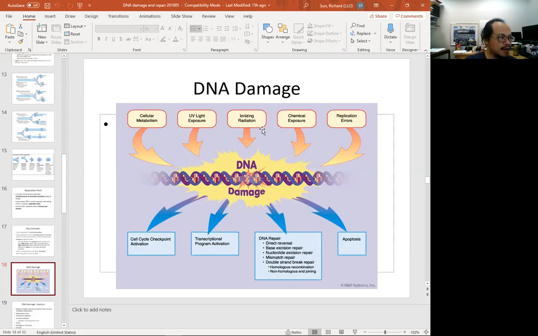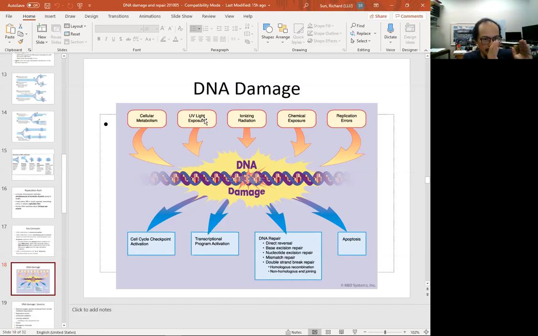And also the ionizing radiation. Ionizing radiation means that this radiation is strong enough to cause an atom to become ionized. It means that the energy will make one electron or two electrons to be exposed, making this atom become ionized. So that's the ionizing radiation. This is considered higher energy than the UV light. UV light is not an ionizing radiation.